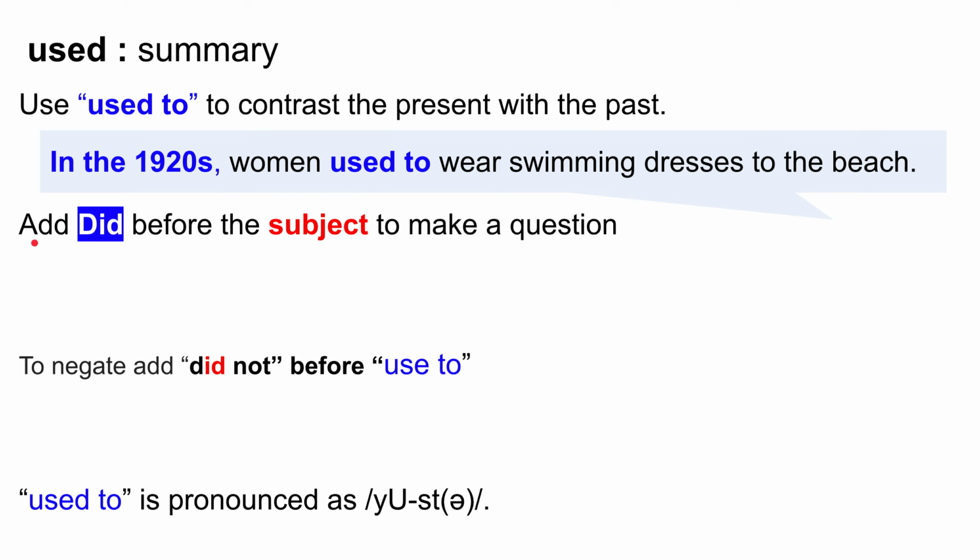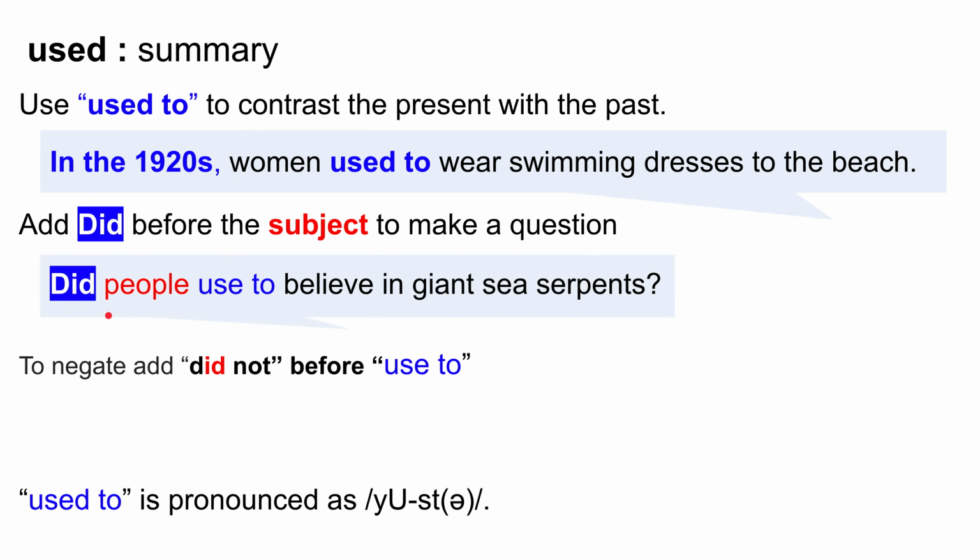Okay, if we want to make a question, then we add did before the subject. So, did people used to believe in giant sea serpents? Here's my subject, people, and right before people, did. Also remember, the auxiliary do will take the tense. So we don't say did people used to. No, we delete the d, and it goes here. The ed, the past tense, moves to the auxiliary do. Hence, did.